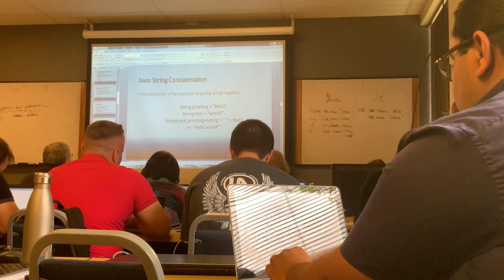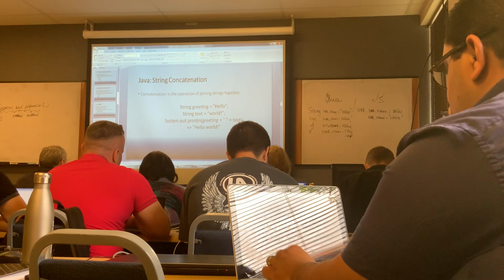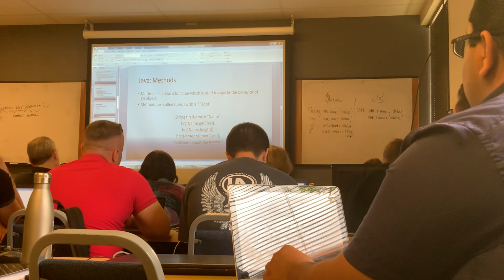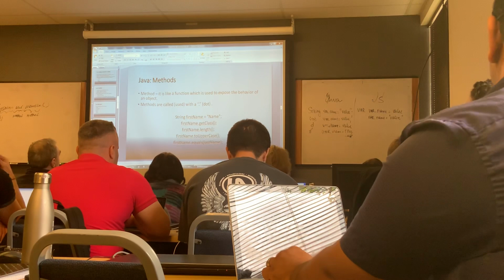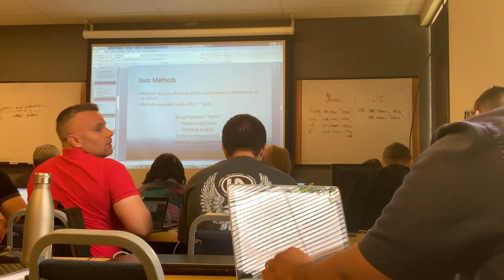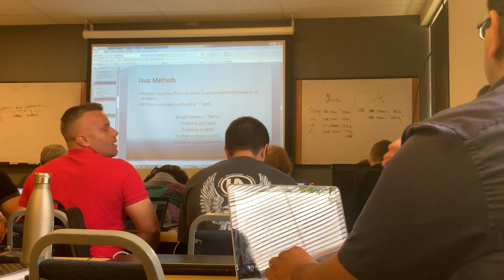Now what we're going to practice is some manipulation with the string, like concatenation. And also, we are going to practice with methods. A method is a function which is used to expose the behavior of the object. In other words, a method is an action that that particular object would perform. And mostly, we are able to call the method when we put the dot after the object name.